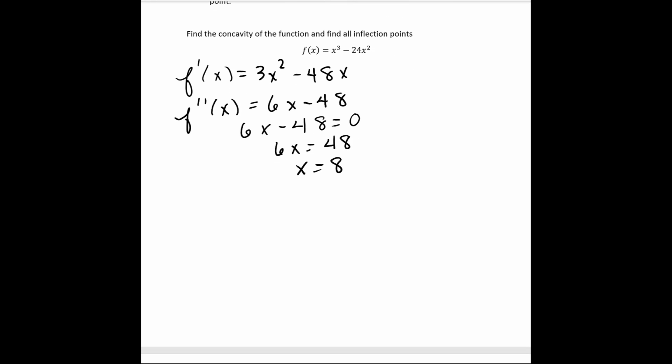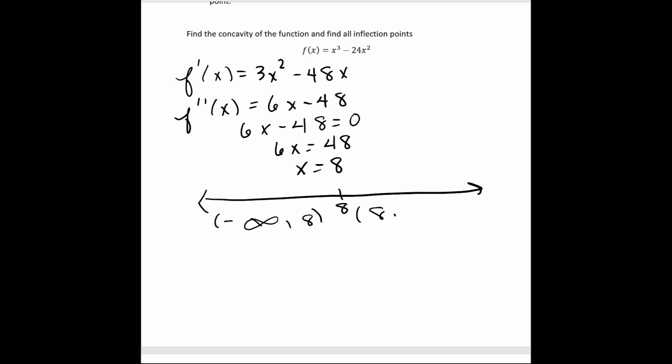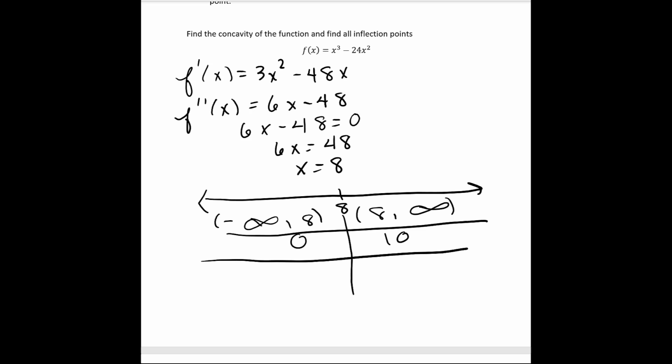Now this is a polynomial, so the real number line is our domain. We just need to split it at 8. So we're going to go negative infinity to 8. Then we have 8 to infinity. We'll pick a point in each interval. So let's say I pick 0 between negative infinity and 8, maybe 10 from 8 to infinity, just picking really easy numbers that I can plug into 6x minus 48. If I plug in 0 to 6x minus 48, I get a negative. That says concave down.